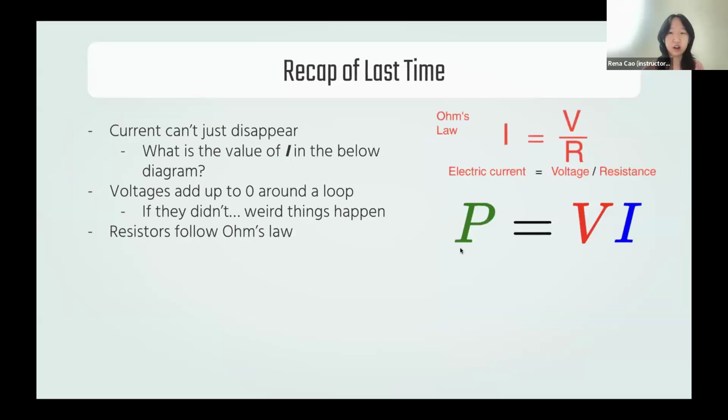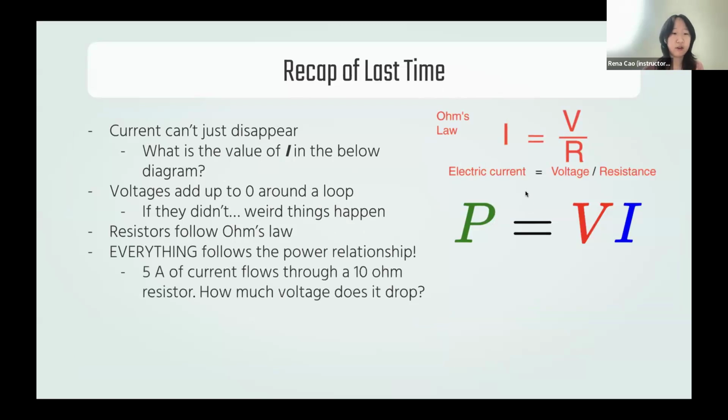And then another thing we talked about is that resistors follow Ohm's law. So remember V equals IR, or if we rearrange it, we can also say I equals V over R, which is electric current equals voltage over resistance. And then we also went over power, right? Power equals voltage times current. And everything follows the power relationship.